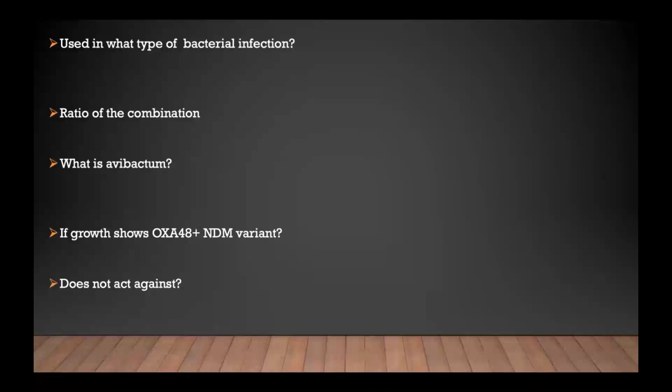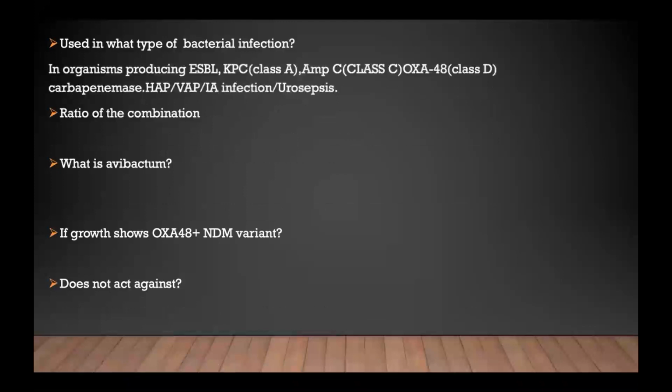So, which type of carbapenemase is it used in? Ma'am, it can be used in Ambler class A, C and D, ma'am. Yeah, A, C, and D. So for B, it is not effective, which produces the NDMs. Yes. So what is the ratio of the combination? 2.5 is to 500, ma'am. Yeah, the ratio is 4:1. That's how it is given.